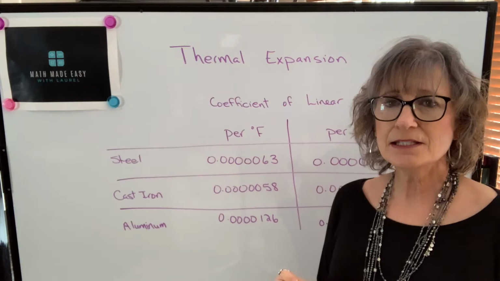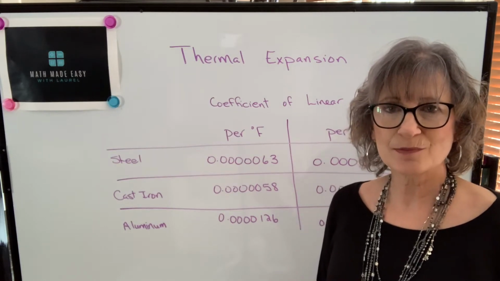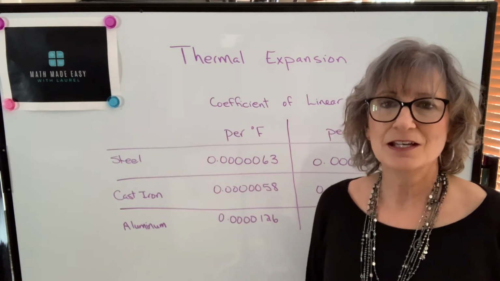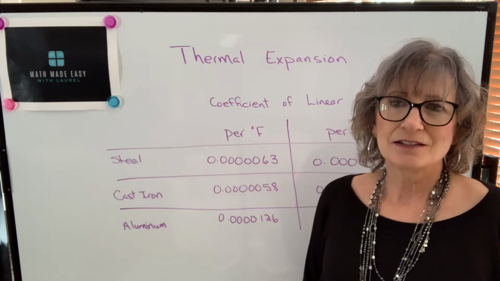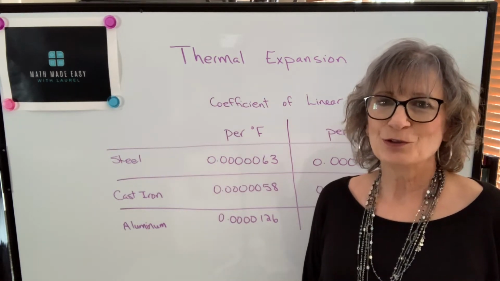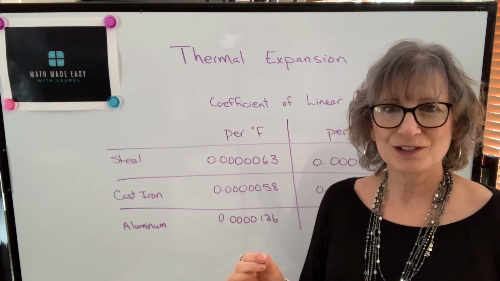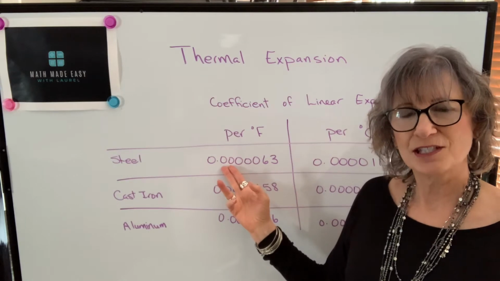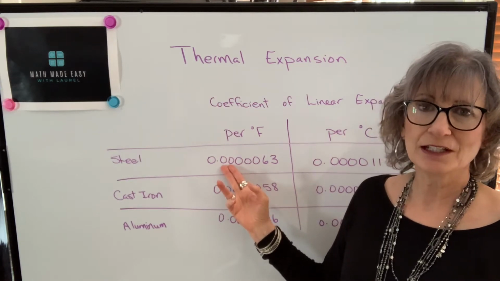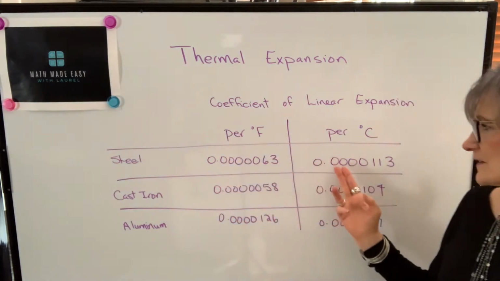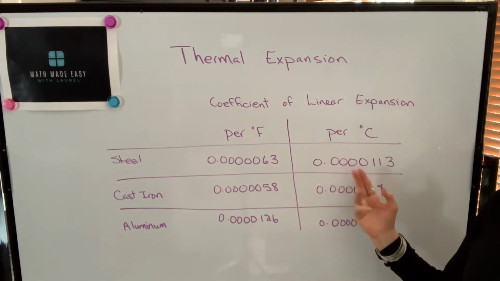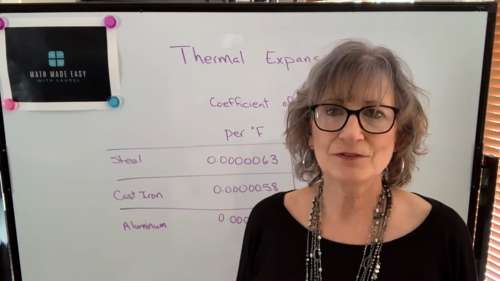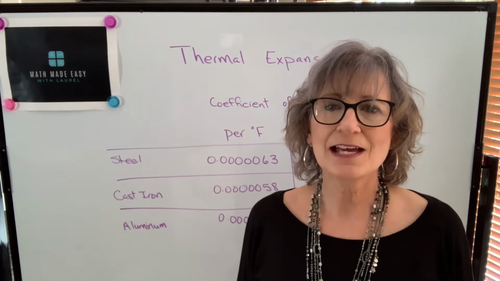You might see slightly different coefficients of expansion, for example, for steel, because there's different types of steel. And the rate at which steel increases can change as the temperature increases, but this is the value that's typically used for steel when we're working in Fahrenheit, and this is the one that's typically used if we're working in Celsius. Let's write a formula for finding the rate of expansion based on those three things, and then let's do some examples.